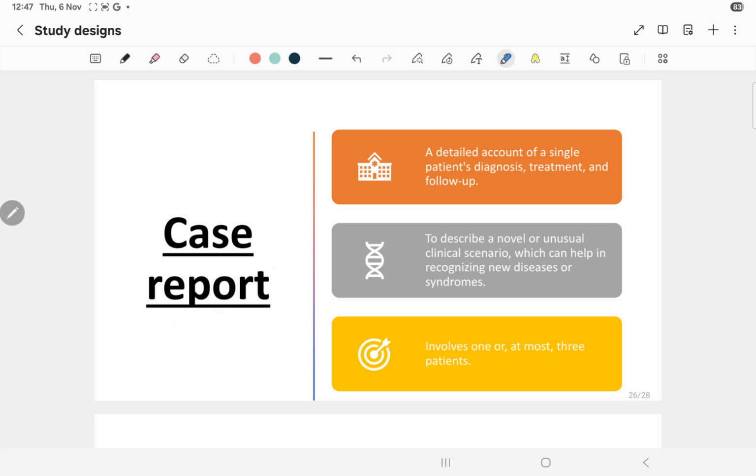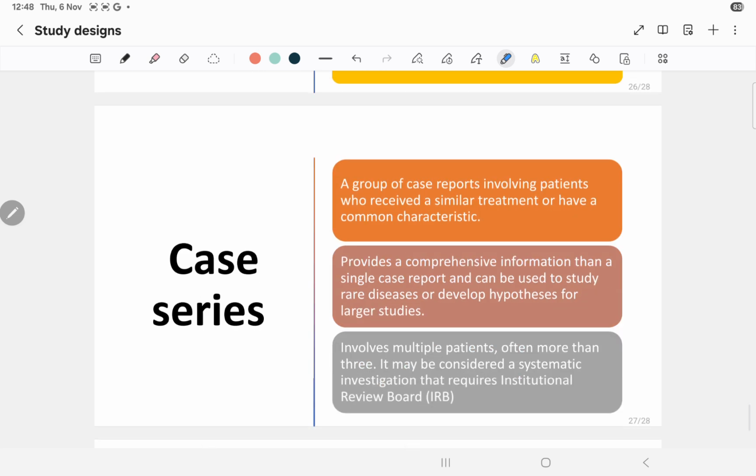Okay? And it can involve findings from one or at the most three patients. Right? So if you see more than three such patients and you want to write a series of case reports, that is called a case series. That's the only difference. Okay? So a series of case reports involving patients who receive similar treatment or have a common characteristic, that is a case series. It is a group of case reports, and it provides more comprehensive information than a single case report and can be used to study rare diseases and develop hypotheses for larger studies. Okay.